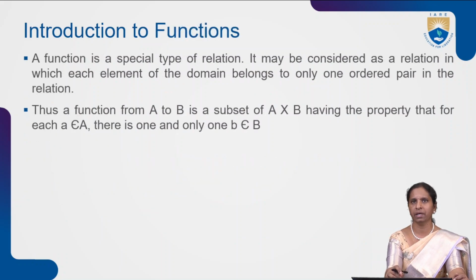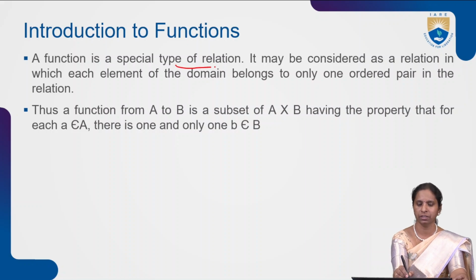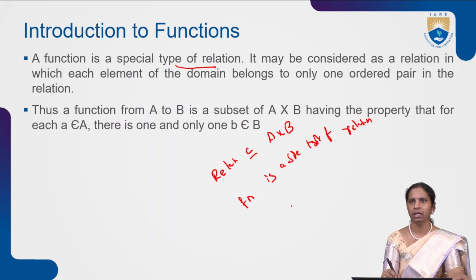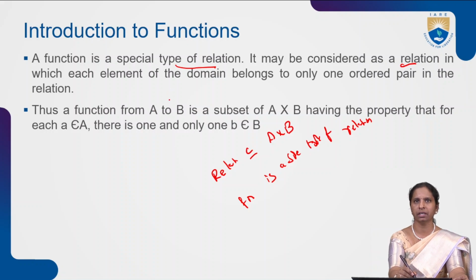Next, introduction to functions. What is a function here? A function is also a special type of relation. What is a relation? A relation is a subset of the Cartesian product. And a function is a special type of relation only. But the relation is considered a function under what condition? If each element of the domain belongs to only one ordered pair in the relation, then the relation is called a function.